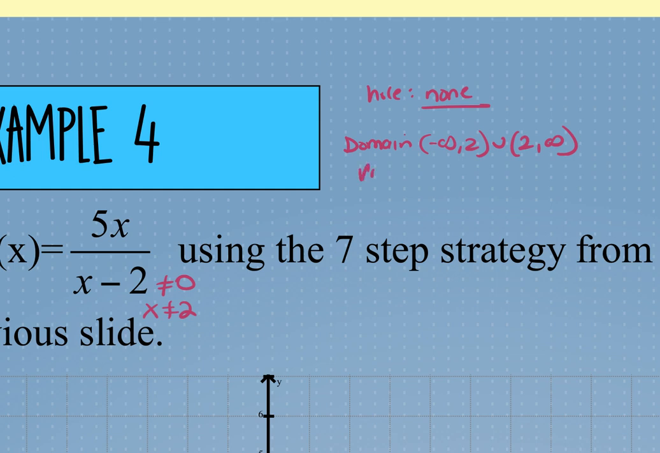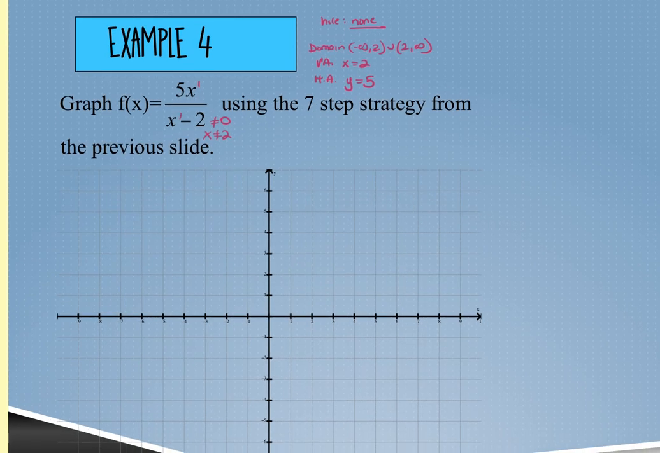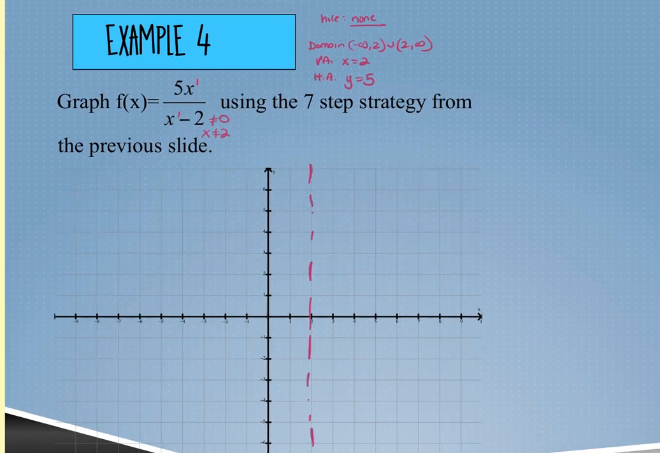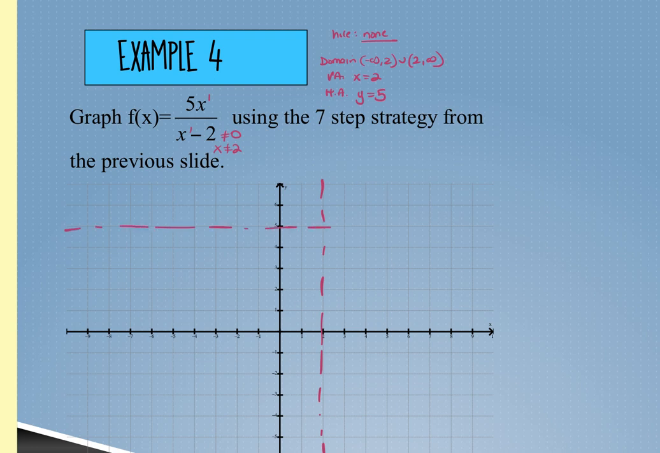Immediately after that, I can do my vertical asymptote. All I have to do is change the not equals to the equals to. So if the domain is that x cannot equal 2, the vertical asymptote is that it does equal 2. One leads to the other. Horizontal asymptote: what's the relationship in the exponents on the top and the bottom? Same. So this is my leading coefficient, y equals 5 over 1, or 5. Good so far. Vertical asymptote at x equals 2. Horizontal asymptote at y equals 5.